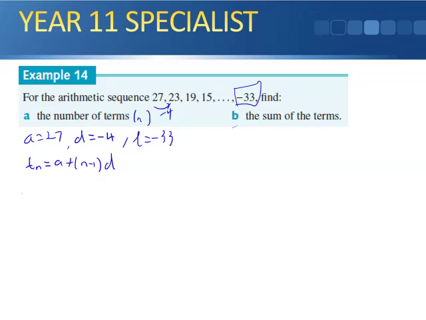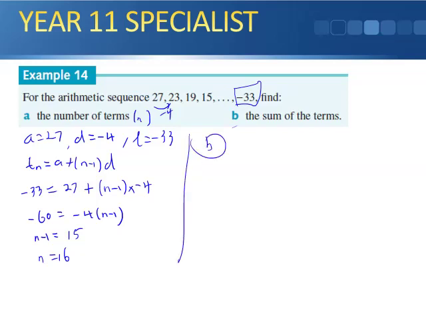So we've got negative 33 for the last one. We know our a, that's 27. We don't know our n, so I'm going to leave that. Our d is negative 4, so (n minus 1) times negative 4. We work all this out, so I get negative 60 equals negative 4 times (n minus 1). This is algebraic, of course. So n minus 1 will be 15, and n will equal 16. So I have 16 terms.